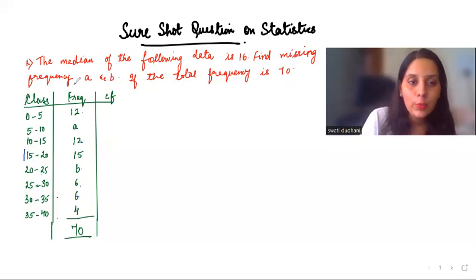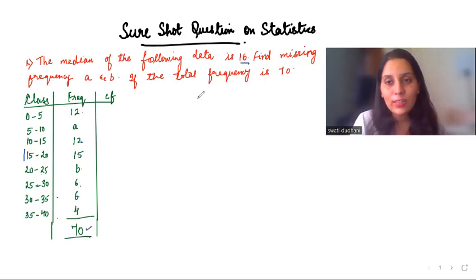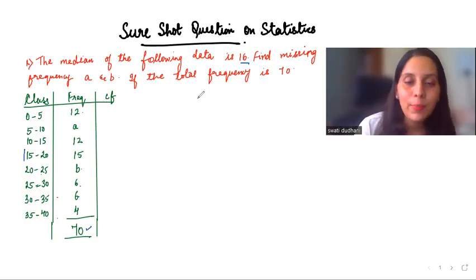The first one here is: the median of the following data is 16. Find the missing frequencies A and B if the total frequency is 70. So the total frequency is given to us as 70, and the value of the median is already given. Many times you get the table and you need to find the median. But this is one such question which will definitely come: the missing frequency. Sometimes it might be just one missing frequency. Here we have two missing frequencies. The method is one and the same.